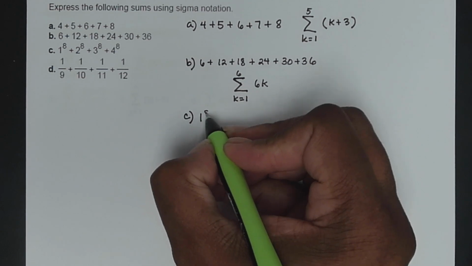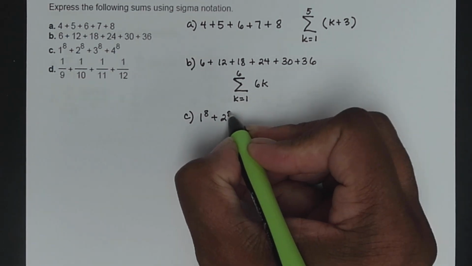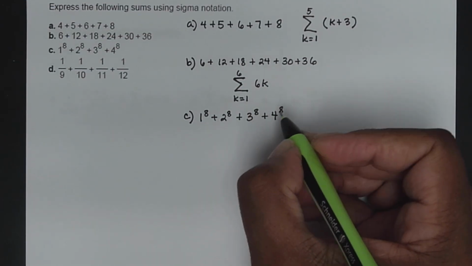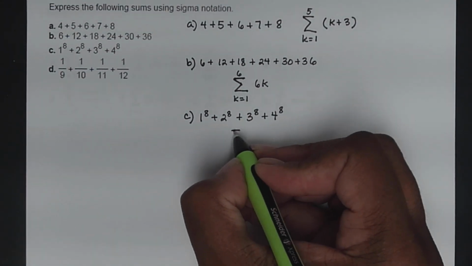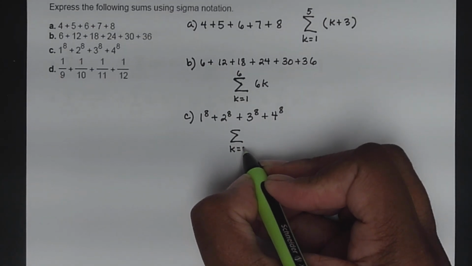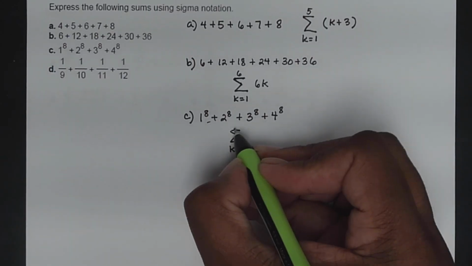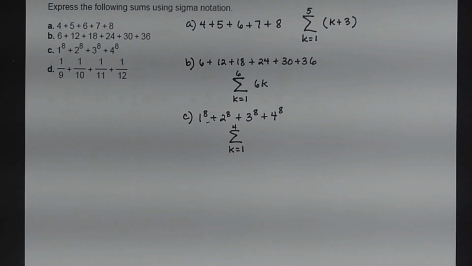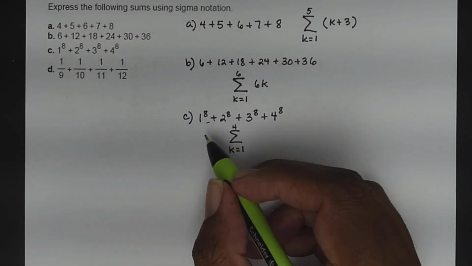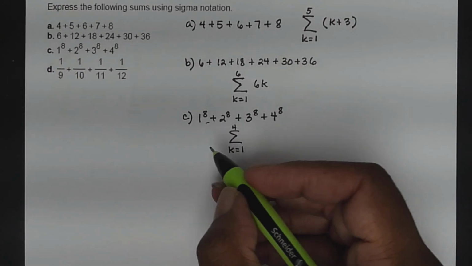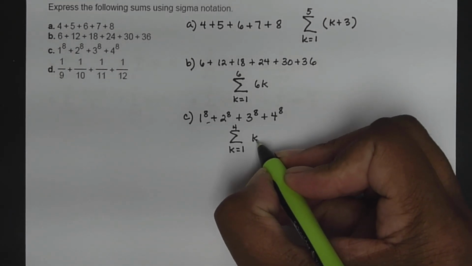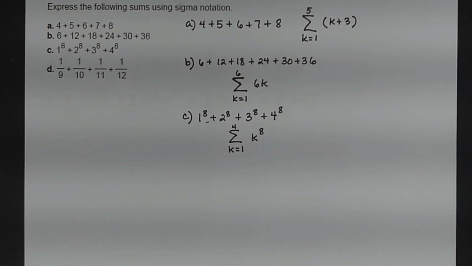Now part C, we've got 1 to the 8th, plus 2 to the 8th, plus 3 to the 8th, plus 4 to the 8th. Well, that's simple. So the summation from k equals, we're going to start off with the 1, and there are 4 numbers that we're adding. So the summation from k equals 1 to 4. And the only number that's not changing is that exponent of 8. So it's just got to be k to the power of 8.